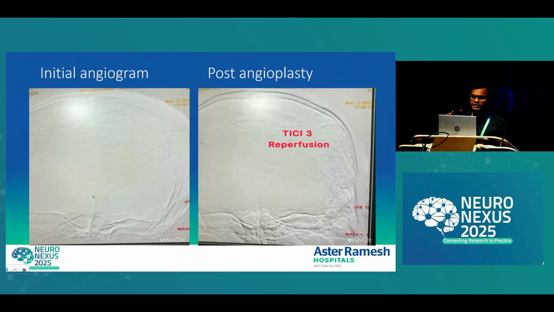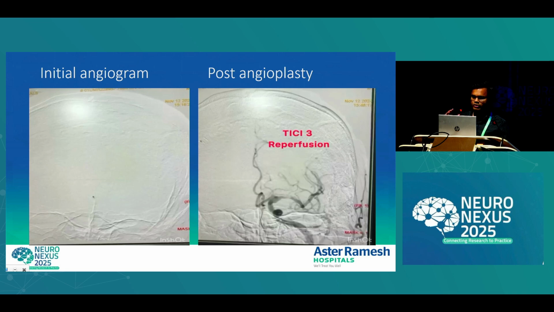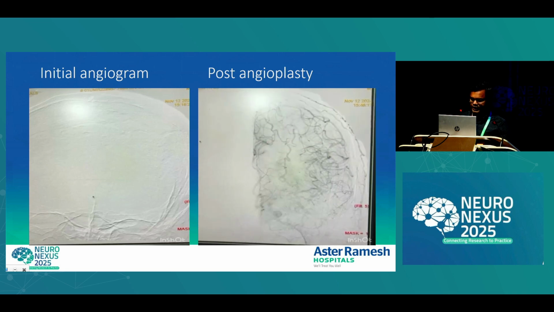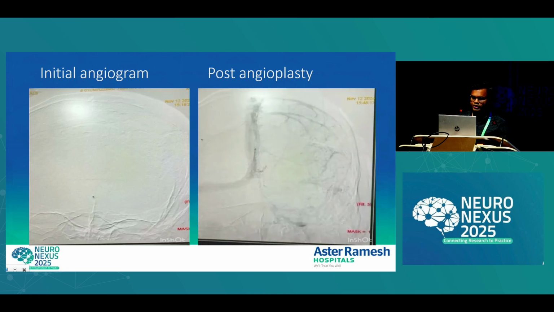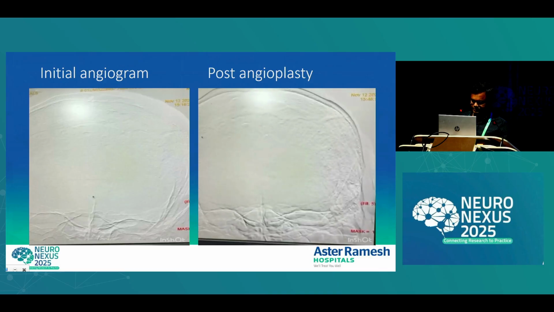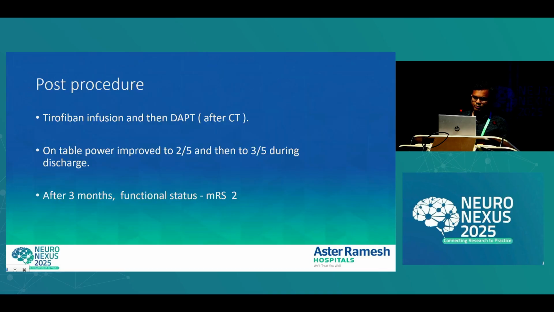After the first pass, there is no significant improvement. So slow and submaximal balloon angioplasty was done, and there is TICI 3 reperfusion in the entire territory. The patient's power improved, tirofiban infusion was given for 12 hours, and after that CT was done, which showed no bleed. Clinically the patient improved, and he was on follow-up. After 3 months, the functional status is mRS 2.